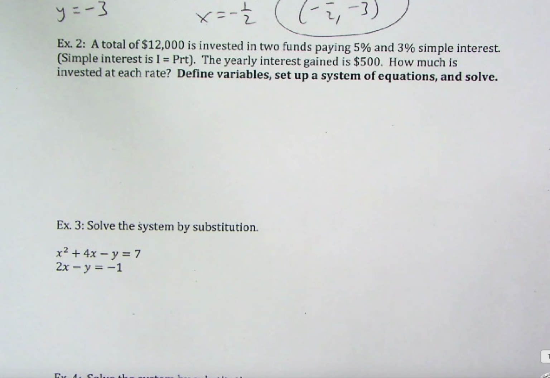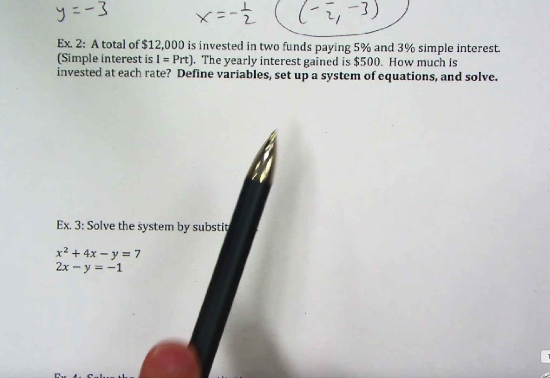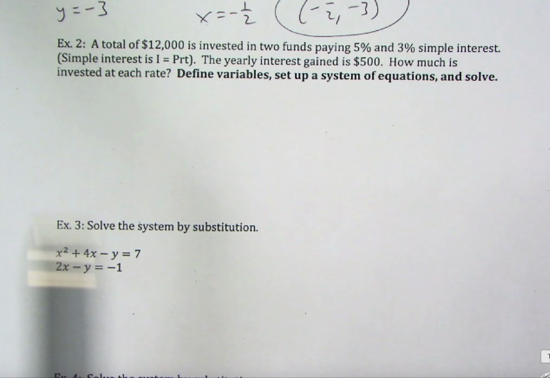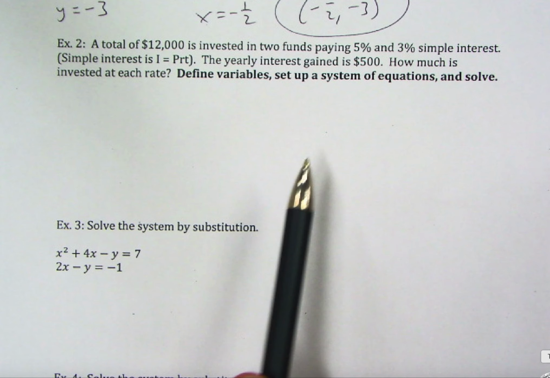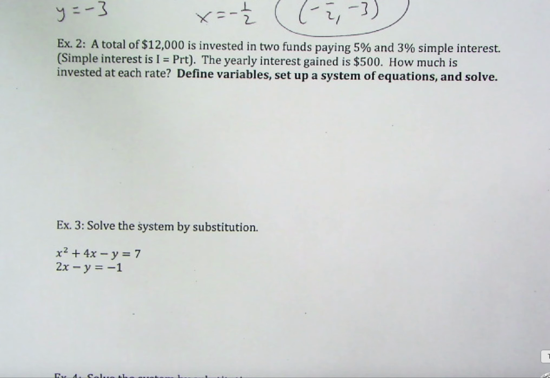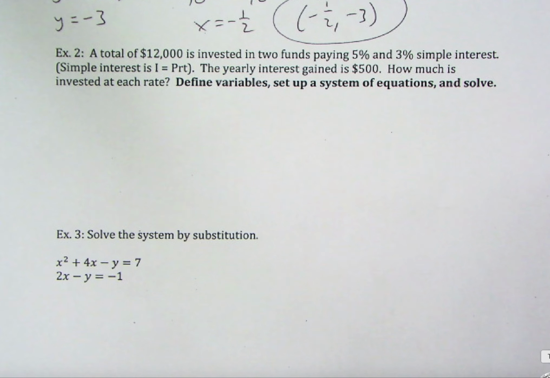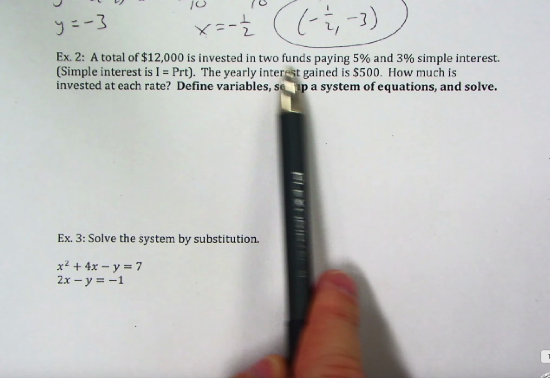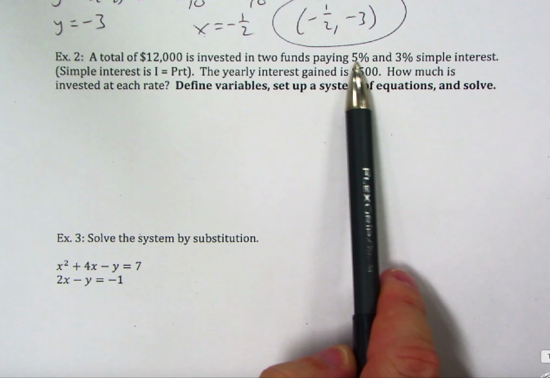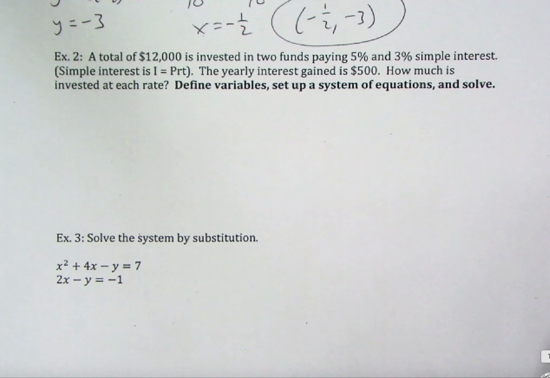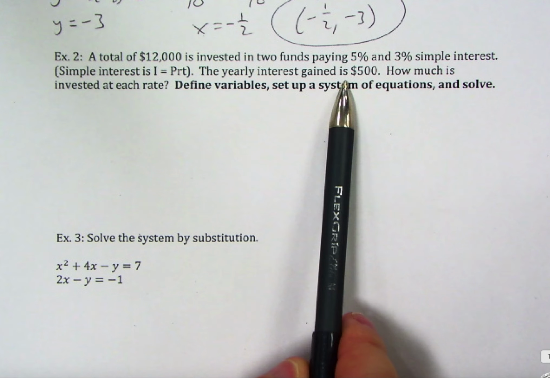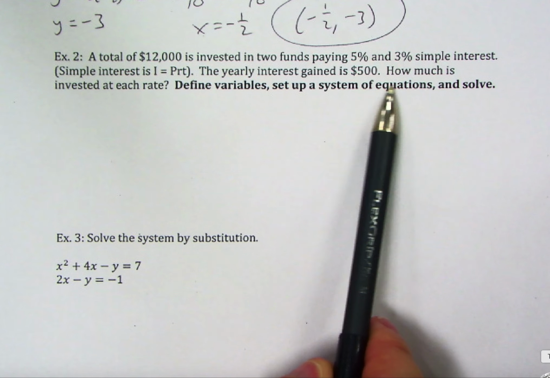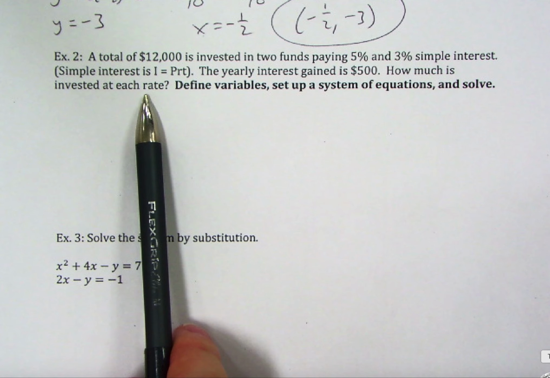So we have a word problem here, and we actually solved these word problems last semester. Some of you solved these with systems of equations, and I mentioned at the time that systems probably is the way to go, but I didn't really get into it at the time. But some of you chose to use systems of equations. It says $12,000 is invested into two different accounts. One gives 5% interest, the other gives 3% interest. The yearly interest gained is $500. How much is invested at each rate?